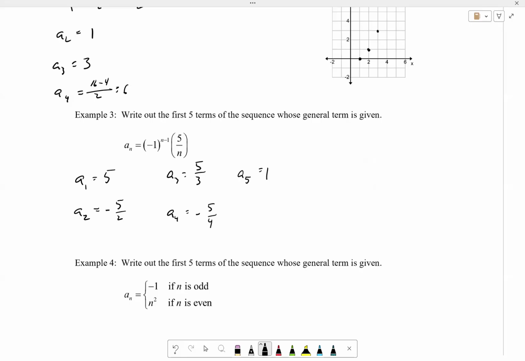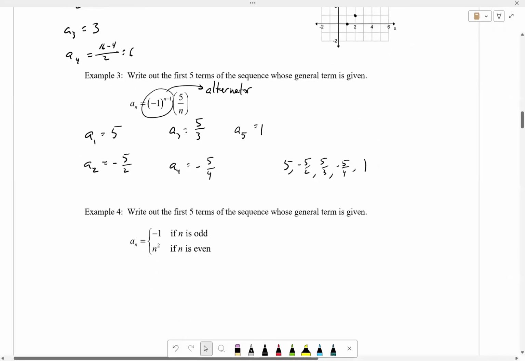So when I'm writing out the first 5 terms of the sequence, I'm just going to write that as a list, just to keep in mind that that's exactly what it is. It's just an ordered list of numbers. That part of the expression is called an alternator. Does that make sense? Alternating positive, negative. So you don't actually have to do it every single time. Once you do the first one, you just say, okay, now it's going to alternate positive, negative, positive, negative. I know it's exciting.